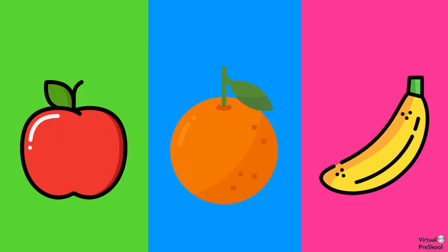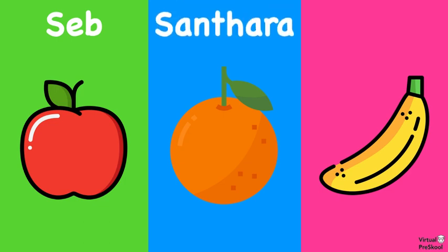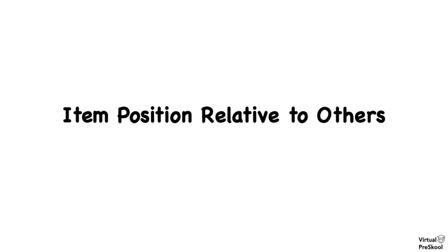All right, good work. Let's review these words one more time. Apple is seb. Orange is santara. And banana is kela. Great.